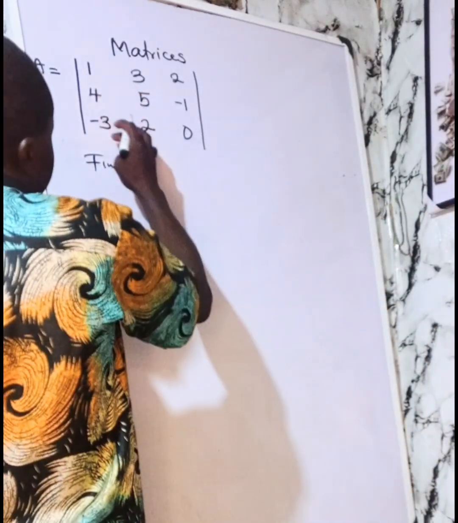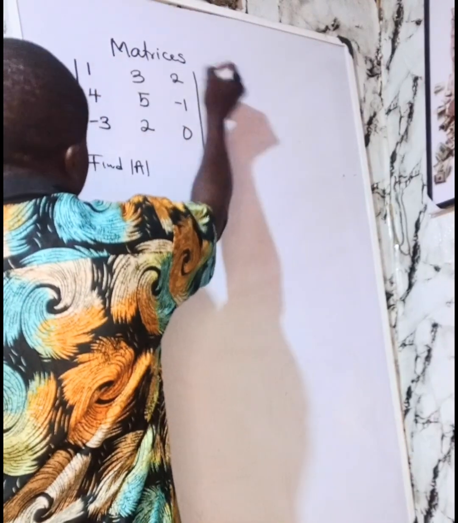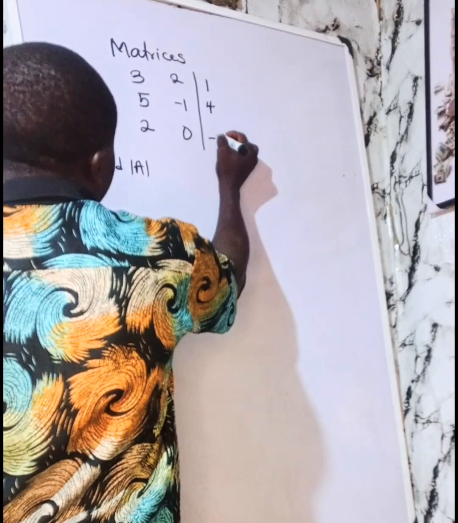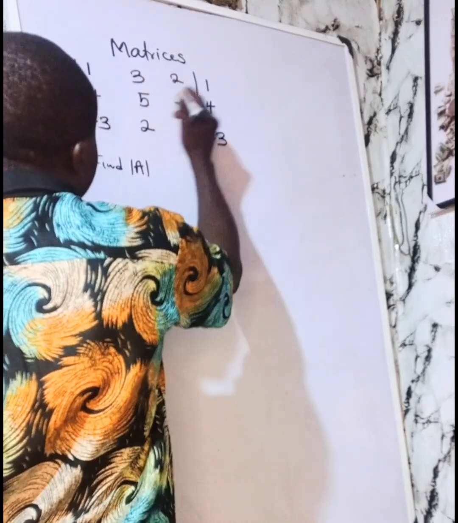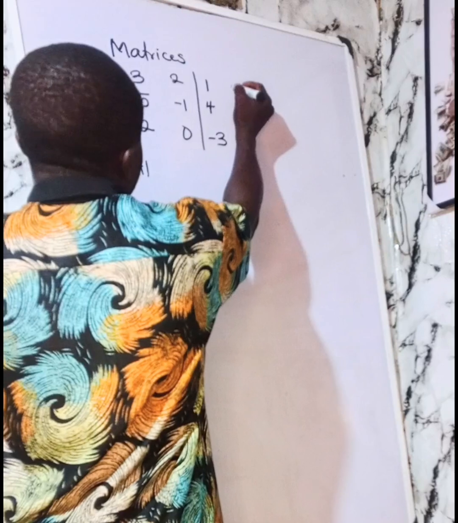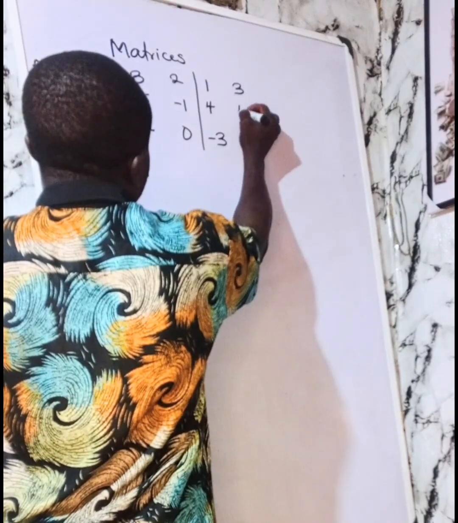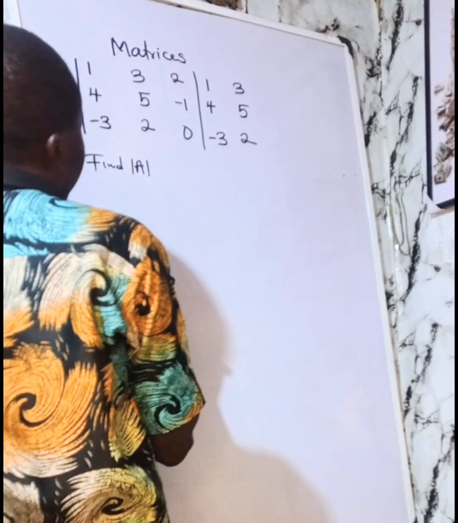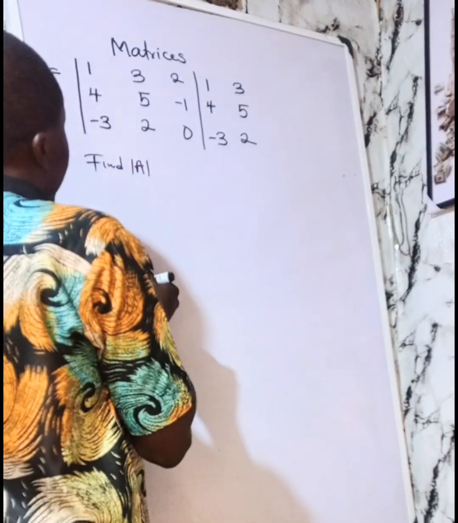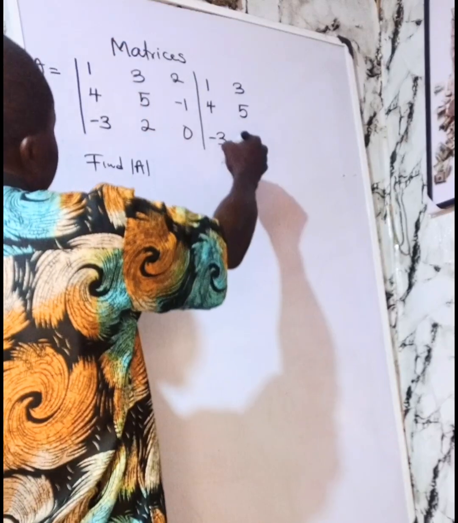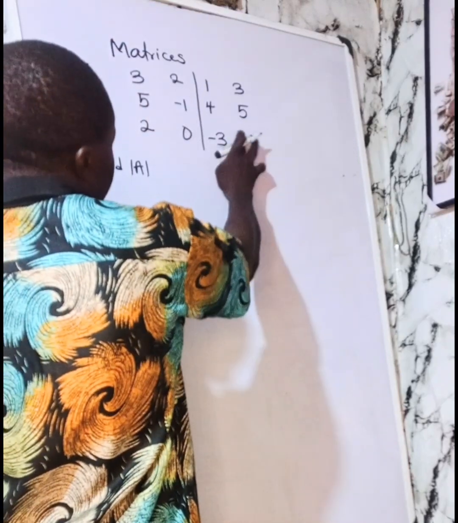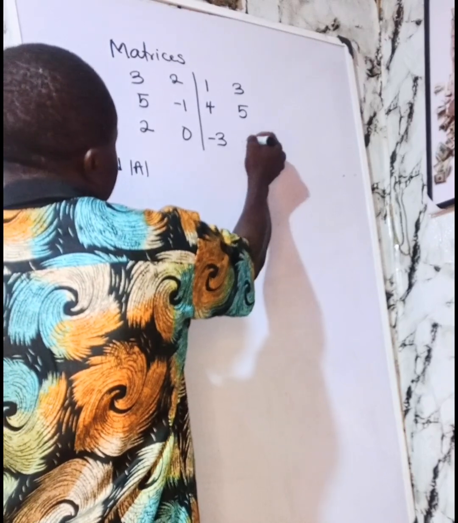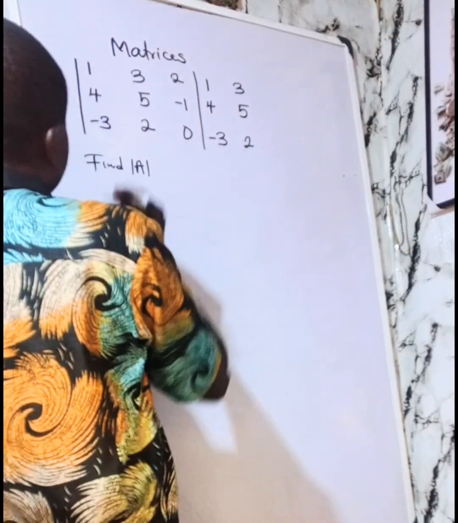Okay, before then I will repeat the columns. This particular column, I'm repeating it: 1, 4, minus 3. I will repeat the inner one. It will be 3, 5, and 2. I've repeated the two columns. Now what I'm going to do is to multiply.